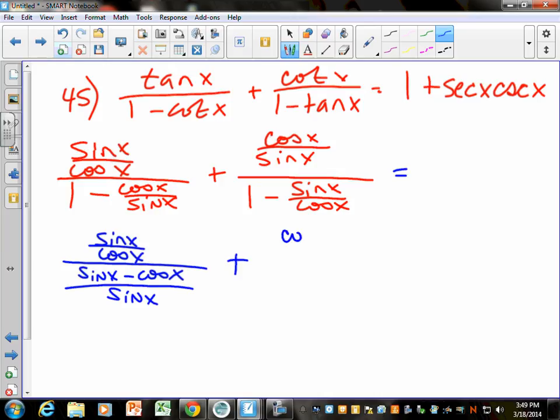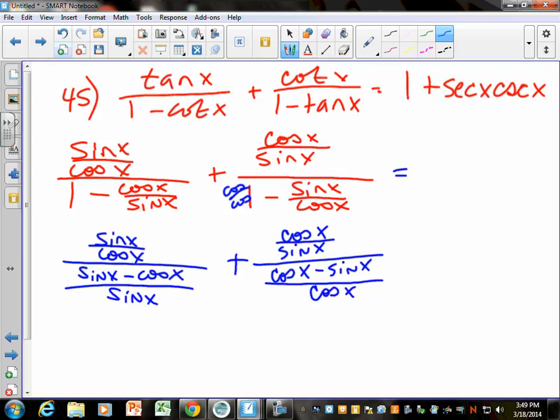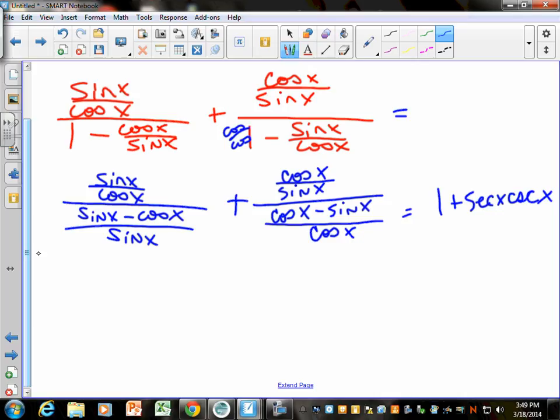Over here, I have cosine of x over sine of x. And on the bottom, I'm going to get cosine over cosine, right? That's just going to become cosine over cosine. So that becomes cosine of x minus sine of x all over cosine of x equals 1 plus secant x cosecant x. Just want to keep that in my sights here.